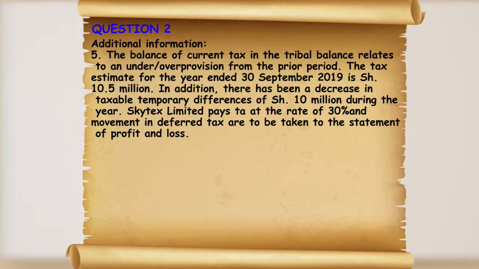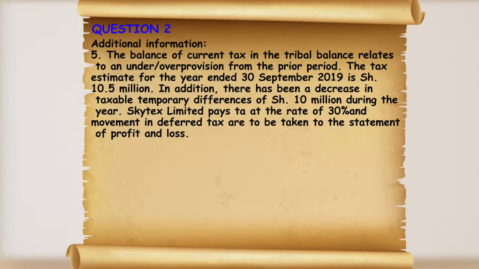What we need to remember according to IAS 12 is that over provision should be used to reduce the provision which will be made in the current financial year. So that amount of 650 will be deducted from the provision made in the current financial year. In the other sentence, we are told the tax estimate for the year ended 30th September 2019, the current year, is 10.5 million. From that figure of 10.5, we are going to deduct the over provision from the previous year of 650. And then we are told, in addition, there has been a decrease in the taxable temporary difference of shillings 10 million during the current year.